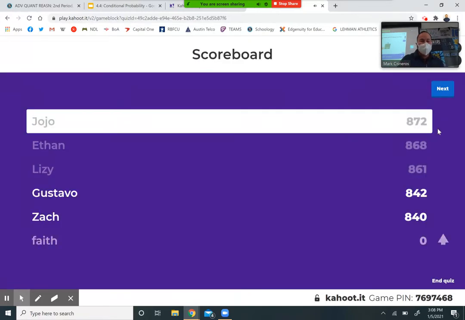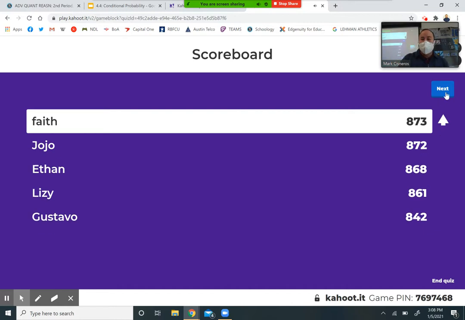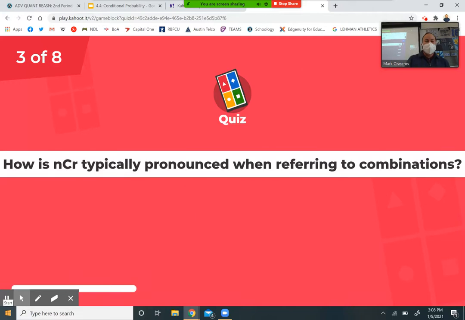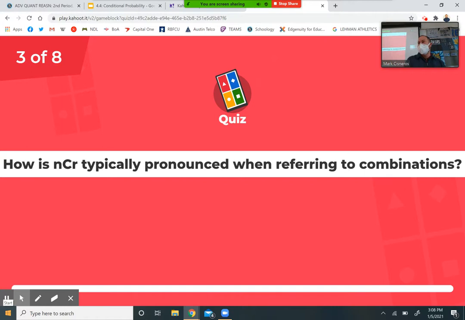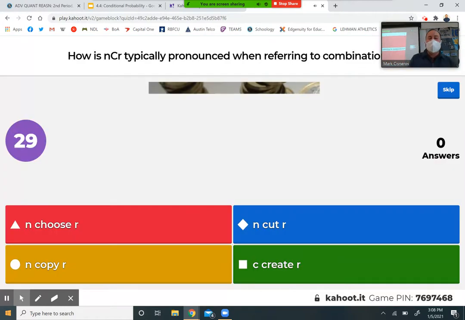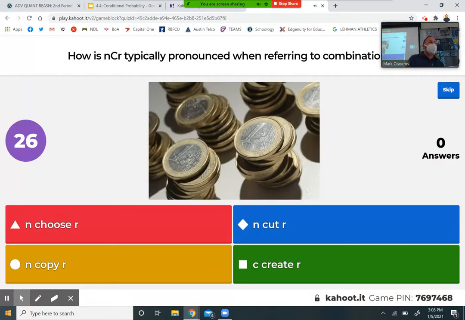Let's see. Uh-oh. Faith is at first? Wow. How is NCR typically pronounced when referring to combinations? This is in your notes. How do we normally pronounce NCR? What does that C stand for?